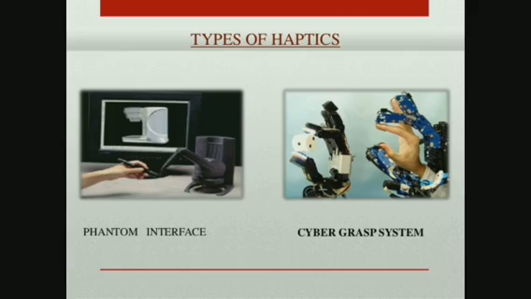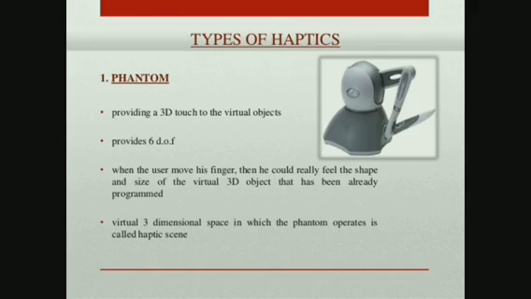Types of haptics: Phantom interface and Cybergraph system. Phantom is a haptic interfacing device developed by a company named Sensable Technologies. It is primarily used for providing a 3D touch to virtual objects. This is a very high resolution 6 degree of freedom device in which the user can hold the motor-controlled joint arm. It provides a programmable sense of touch that allows the user to feel the texture and the shape of the virtual object with a very high degree of realism.